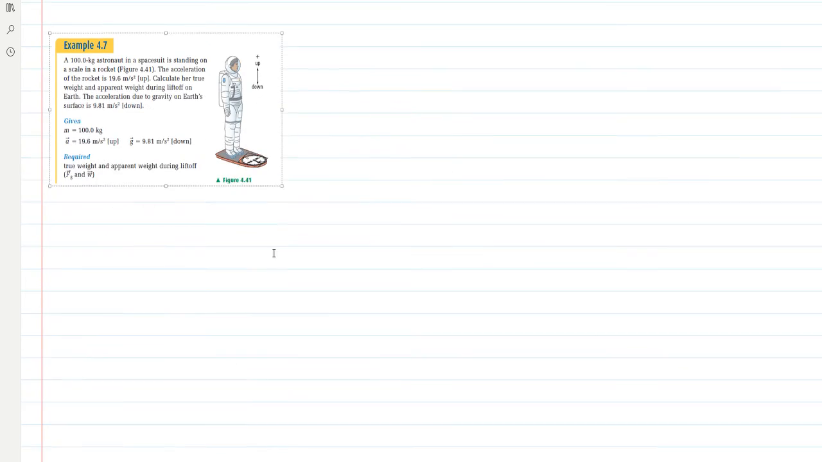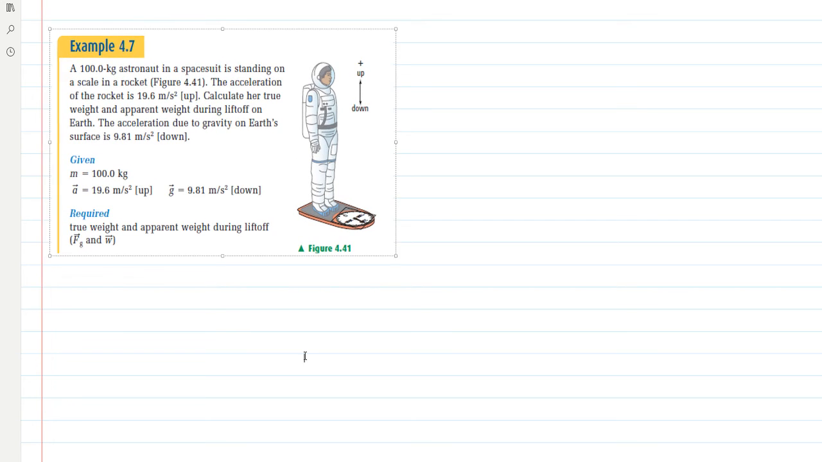This is on page 224. A 100-kilogram astronaut in a spacesuit is standing on a scale in a rocket. The acceleration of the rocket is 19.6 meters per second squared up. Calculate her true weight and apparent weight during liftoff of Earth.